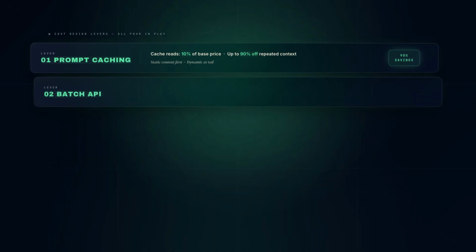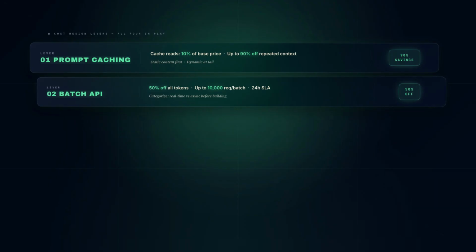Lever 2, batch API. 50% off all tokens for async processing. Up to 10,000 requests per batch. Results within 24 hours. The design decision: categorize every AI feature as real-time or async before building it. Only the former needs a synchronous call.